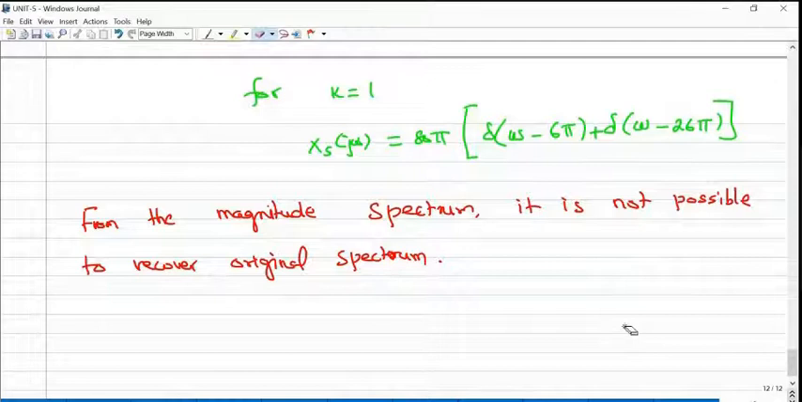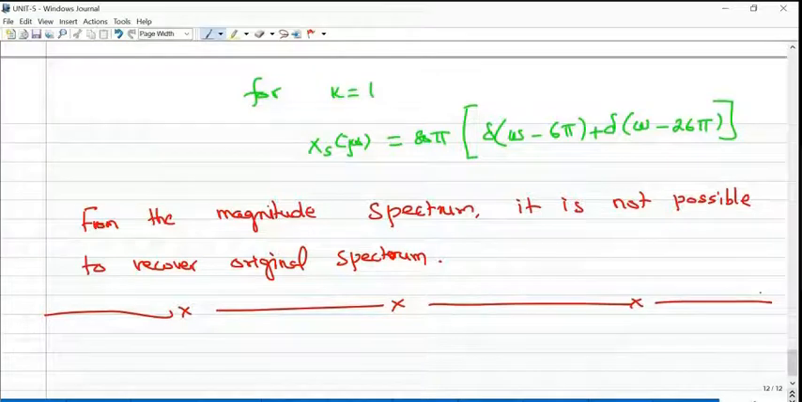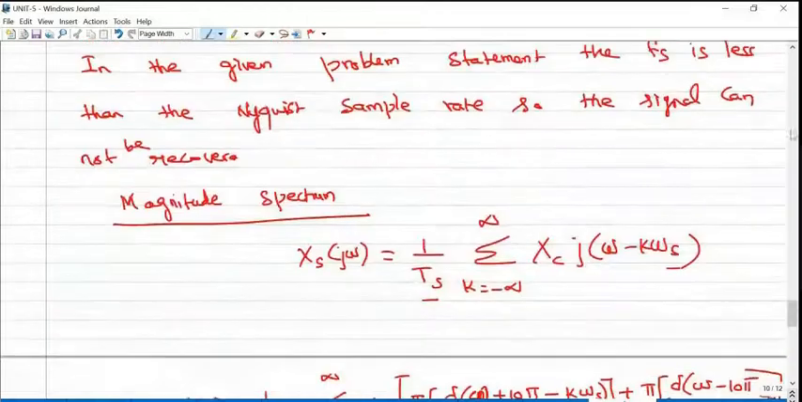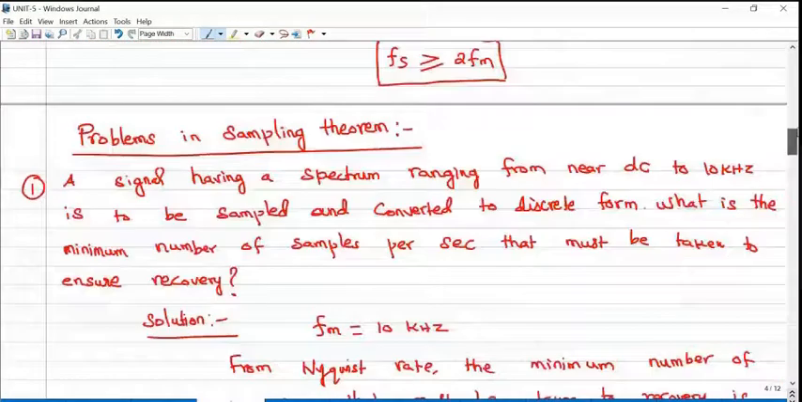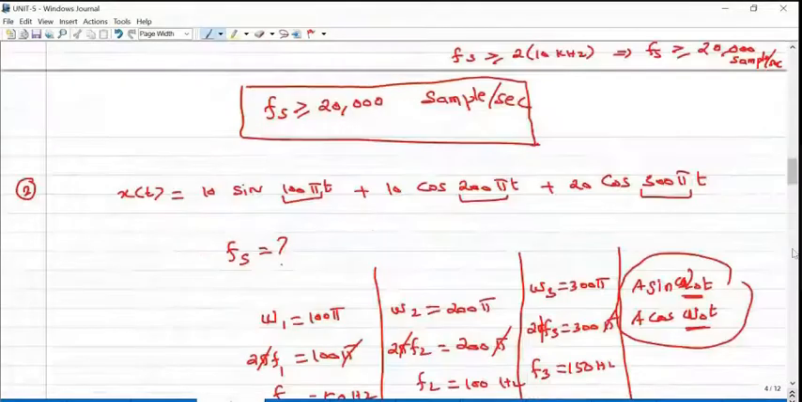All problems are easy, but small things you have to remember. That's why CTFT first. Before starting the sampling theorem or sampling process, we must study the continuous time Fourier transform. Okay, then only it is possible. So the maximum possible problem pattern is like this one. A simple problem they will ask.